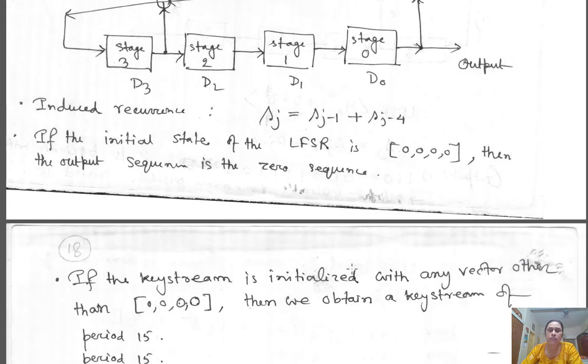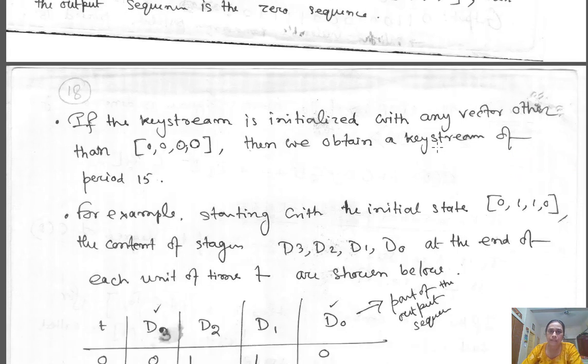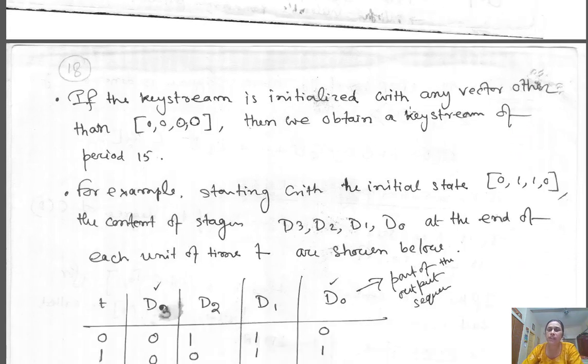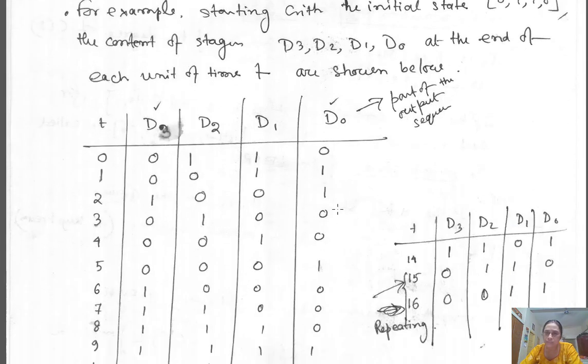Okay, so if your initial state is all 0, then you will get only the 0 sequence as your output. If the key stream is initiated with any vector other than all 0, then we obtain a key stream of period 15. Already we have checked that. This is discussed here; you can just go through it once again. Same thing we are doing.